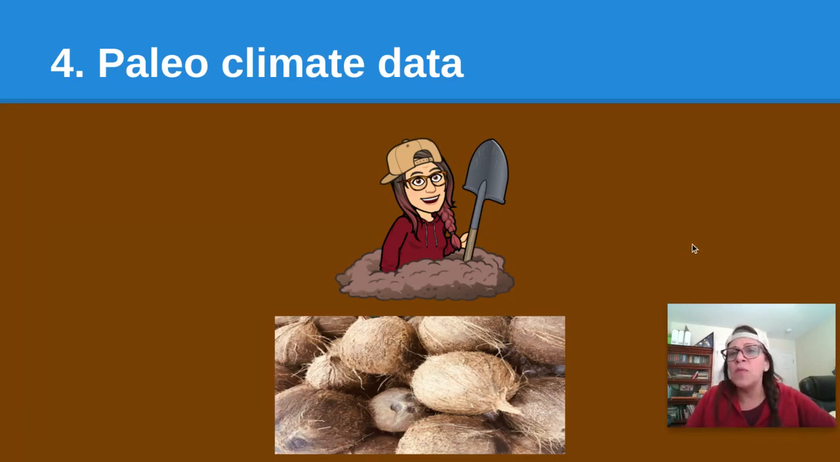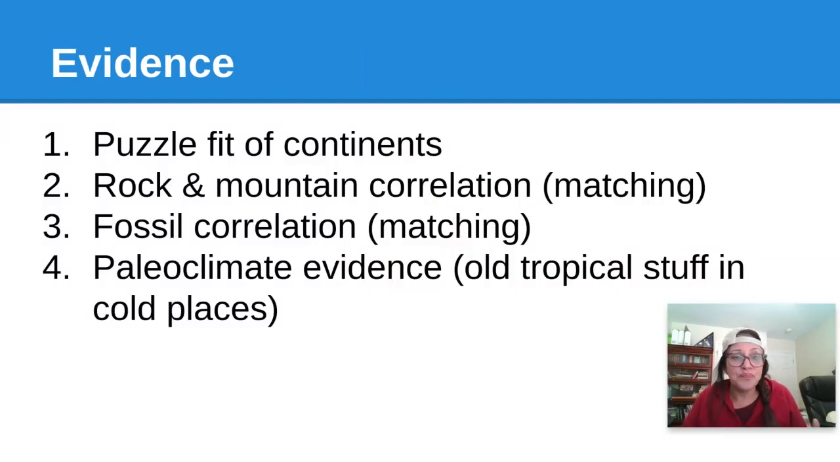So I hope that helps solidify all those ideas from the video for you. Just to review, the evidence that the continents have drifted from a once supercontinent known as Pangaea are the apparent puzzle fit of the continents, rock and mountain correlations, that's matching, right? Fossil correlations, and paleoclimate evidence.